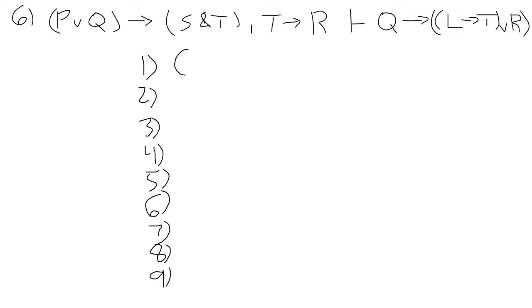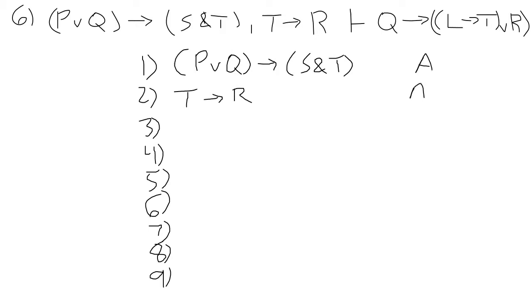Moving on to 6, we've got 2 premises. We have P or Q, arrow, S and T. And we've got T, arrow, R. Mark them both as assumptions, 1 and 2. Our conclusion is a conditional, so we will assume the left-hand side. Mark it as a PA, 3. And then we're going to look to build this huge monstrosity here.